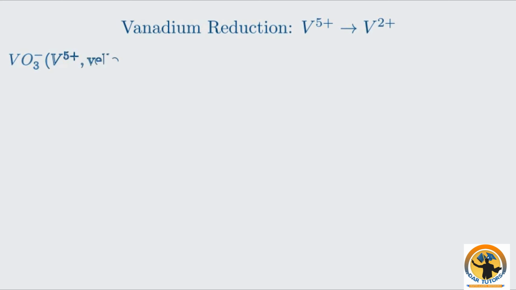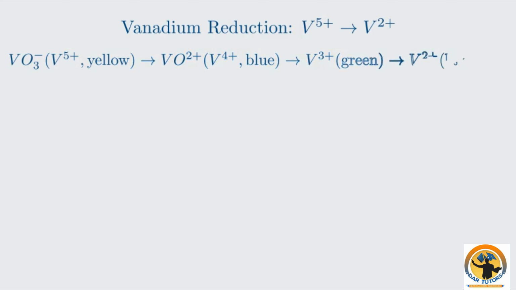A yellow solution of ammonium vanadate, which contains VO3- with vanadium in a +5 oxidation state, can be stepwise reduced by zinc metal. Adding zinc and sulfuric acid reduces the V5+, which forms a yellow solution, to V4+, which is blue. Further reduction leads to green V3+, and finally to lavender V2+. Each color corresponds to a different oxidation state, providing a striking visual demonstration of the variable oxidation states of transition elements.